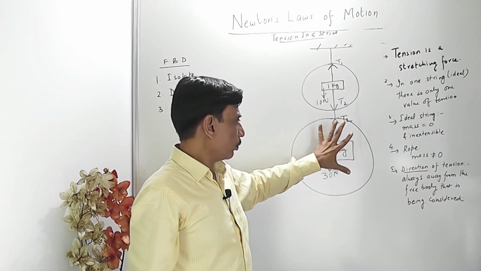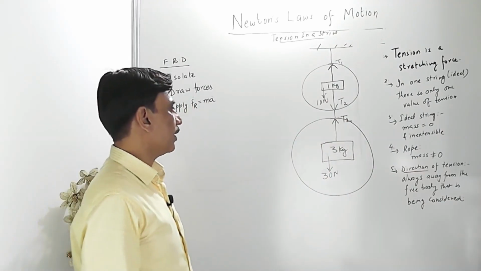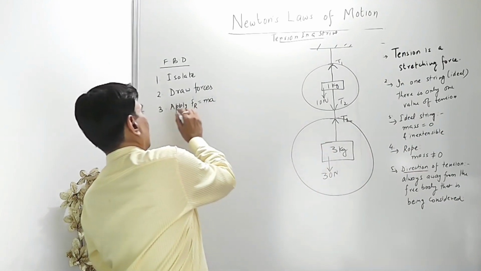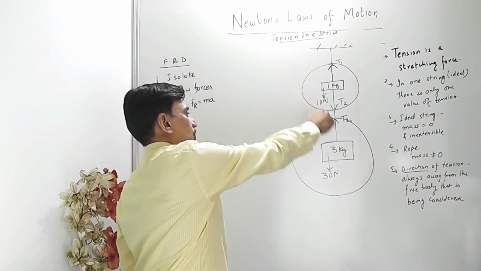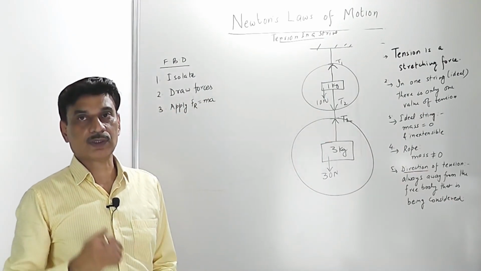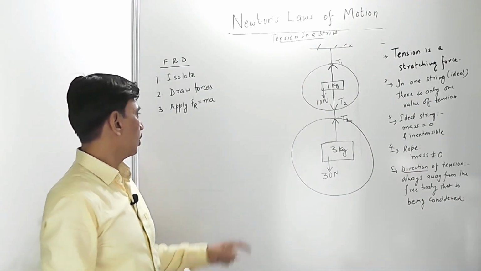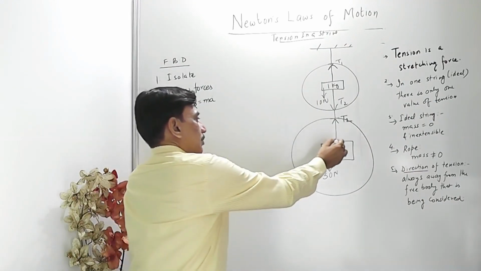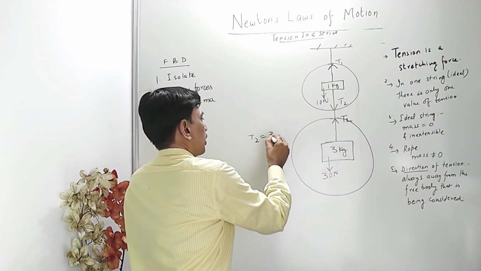Now let's say we look within this circle and we try to find out the values of tension T1 and T2. Now we go to the third step, that is, apply F equal to ma. These two blocks are stationary, velocity is not changing, acceleration is equal to 0. If acceleration is equal to 0, net force is equal to 0, it means upward forces equal downward forces, it means T2 is equal to 30 Newton.